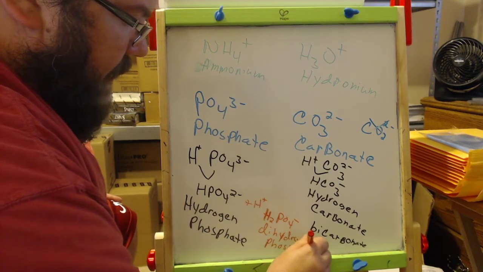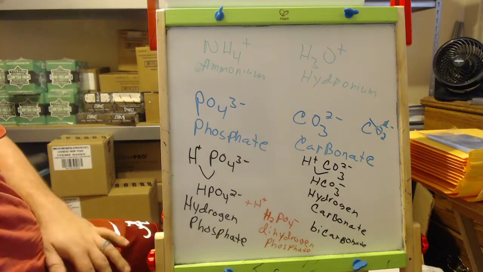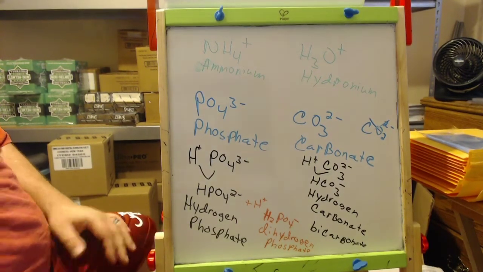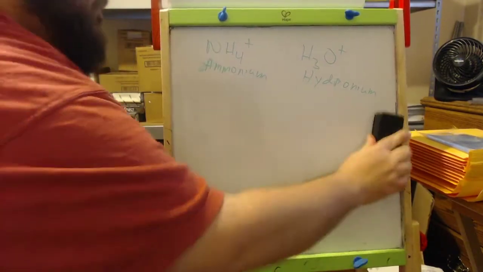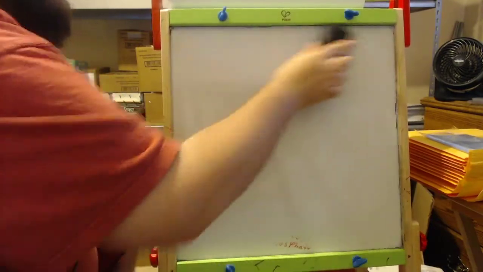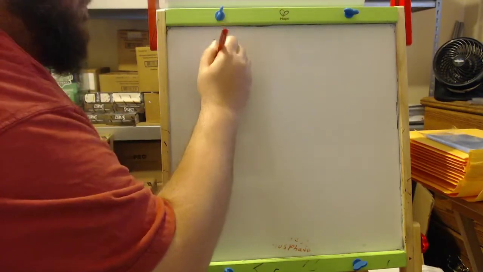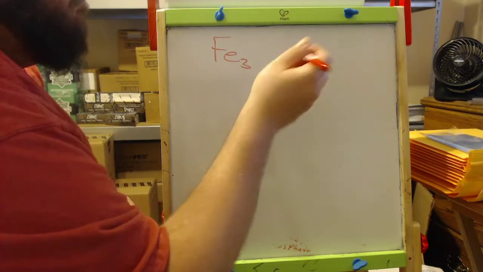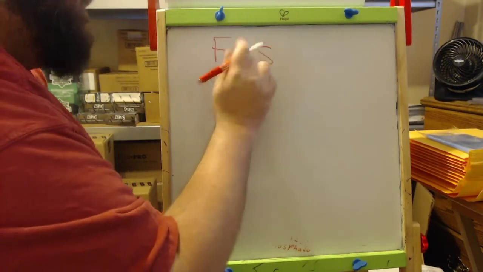So how do we utilize these? Well, you utilize them the same way you utilize any of your ions. So if I were to name a compound, let's go through this again, a little quick review on naming compounds. If I were to name a compound and say I have Fe2S3.